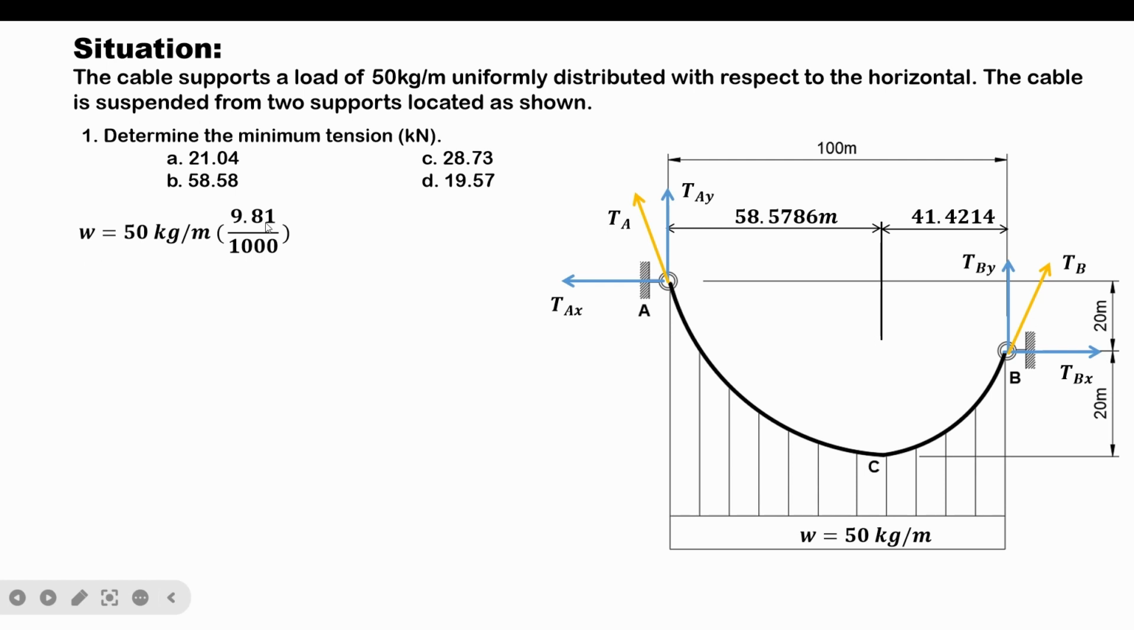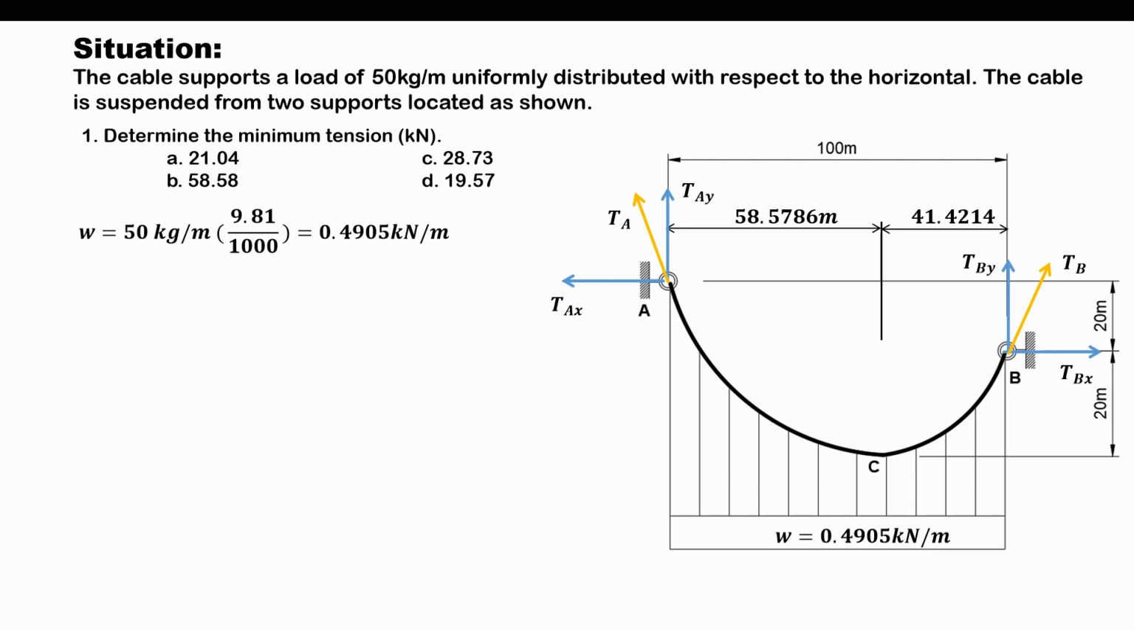If we multiply this acceleration with a mass in terms of kilogram, we will basically come up with a weight in terms of newton. And this 1000 here would be responsible for converting that newton into kilonewton. So basically we will yield here a value of 49.05 kilonewton per meter. And let's update the weight that the cable is carrying.